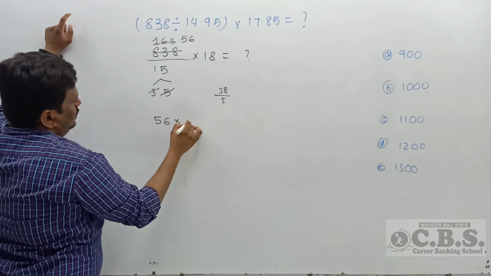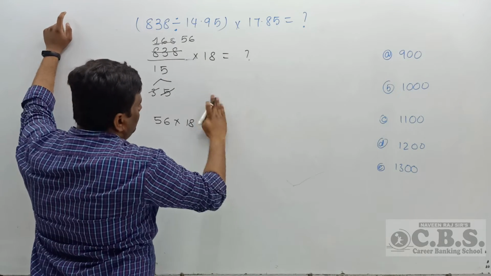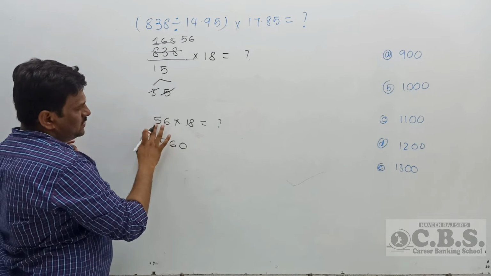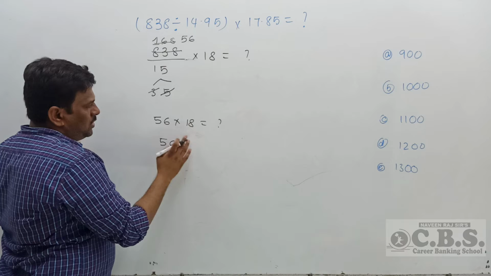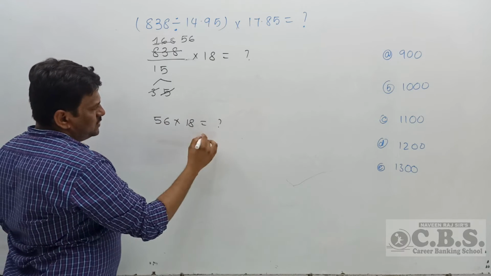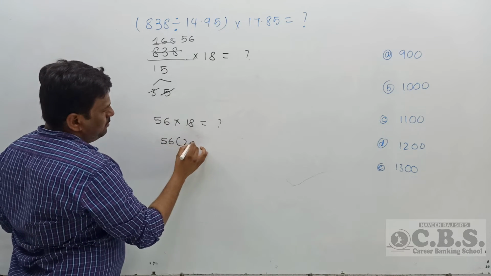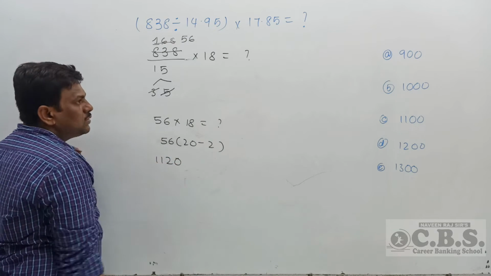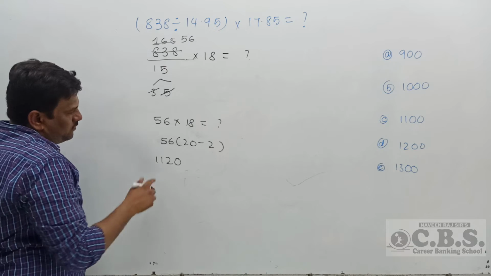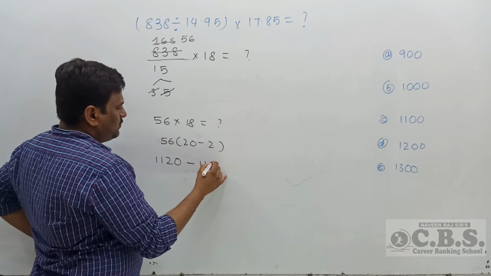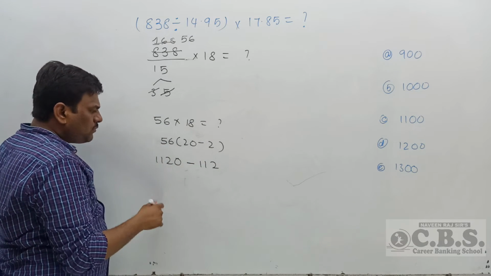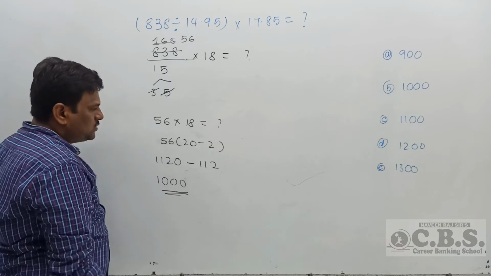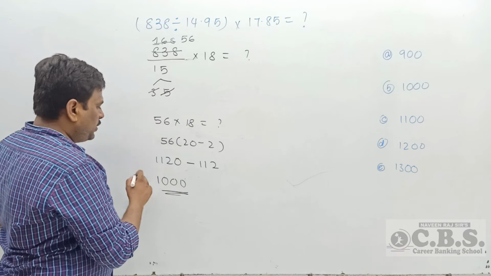Next 56 into 18 is equal to question mark. Okay, so it's 560. Take it as 560. 56 into 10 times, or you can do it as 56 into 20 minus 2. This also is possible. So 56 is 1120. Okay, what is this? 1120. 56 2 times is 1120 minus 112. So nothing but what? 1000. Your answer is 1000. So what is your answer? Option B is an accurate answer of this question.